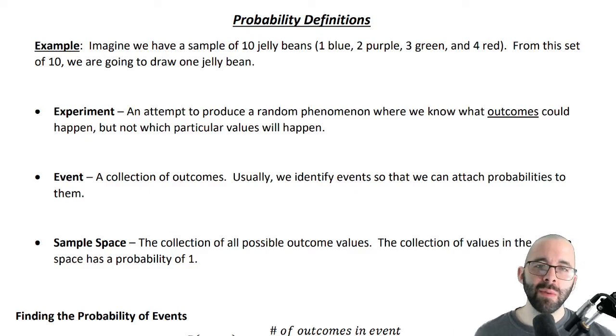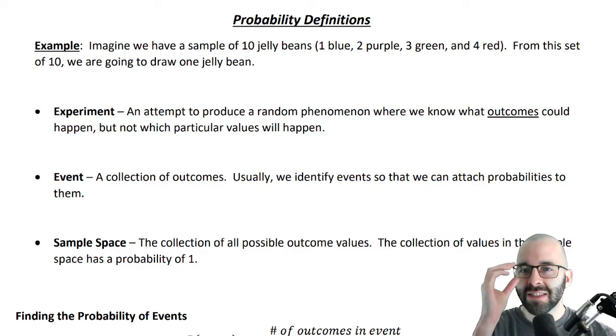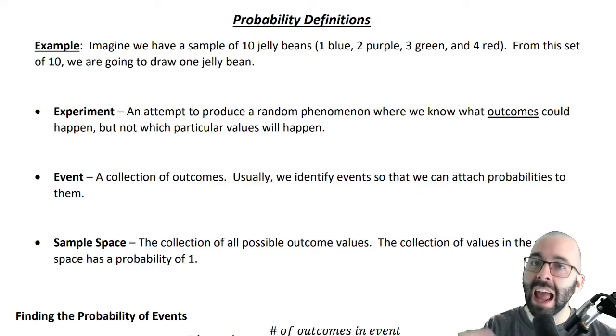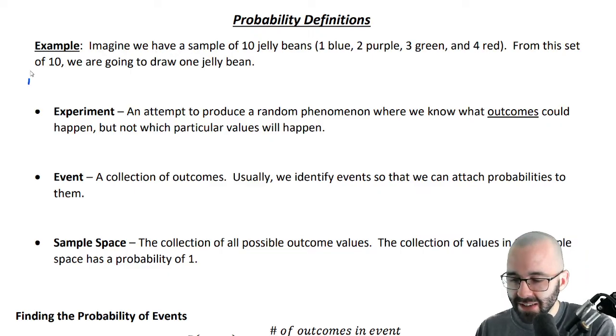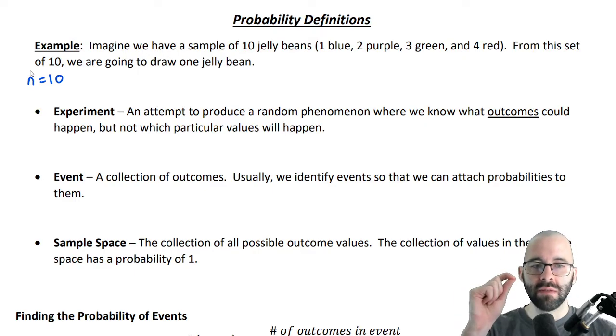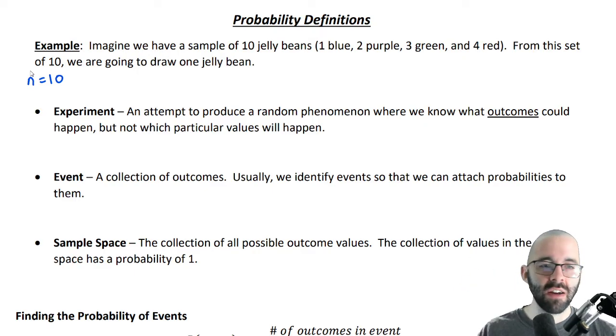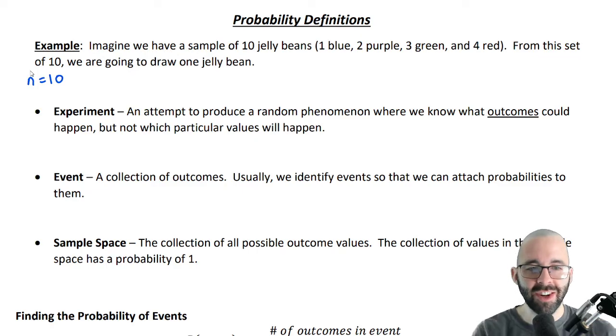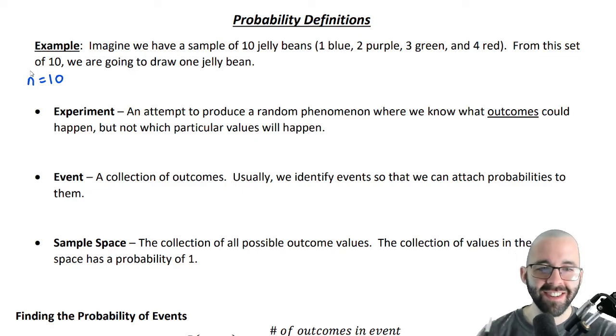So let's say that we have 10 jelly beans, and one of these jelly beans is blue, 2 of them are purple, 3 are green, and 4 of these jelly beans are red, which, yeah, is kind of a bad outcome for my jelly bean taste, but whatever. So we have a sample size of 10. N equals 10, we might say. We're going to draw one jelly bean out of a bag of 10. We're not going to cheat.